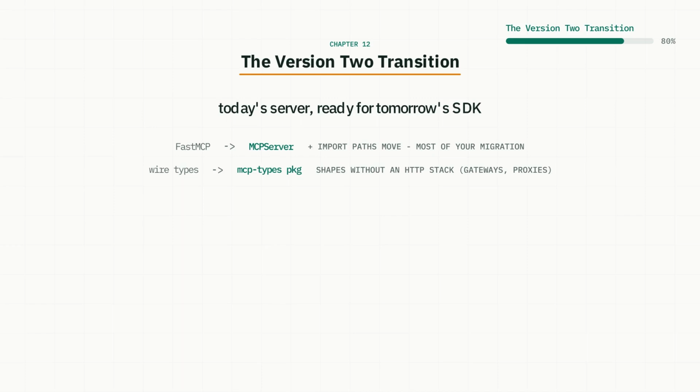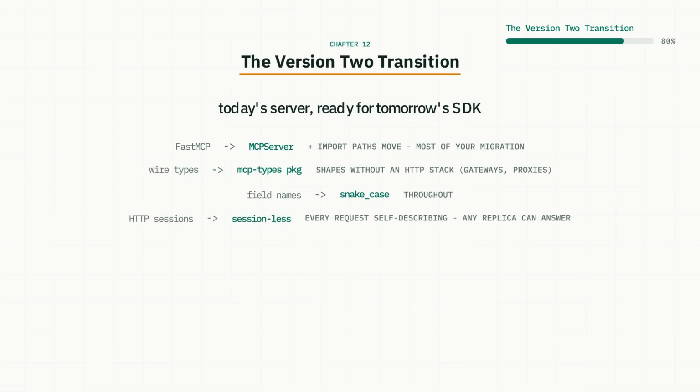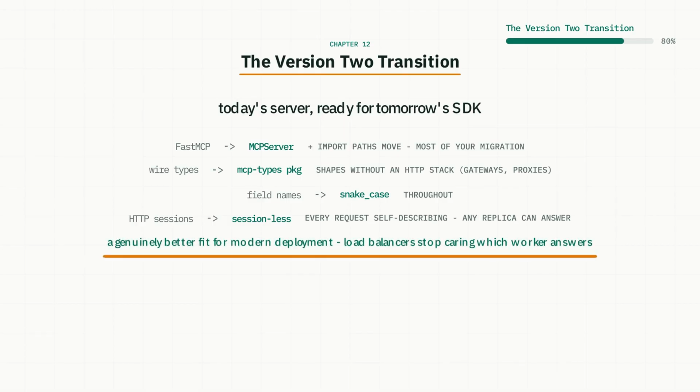The wire types move to their own small package, useful for gateways and proxies that want MCP's shapes without an HTTP stack. Field names go snake case throughout. And over streamable-http, the newest protocol path drops per-session state entirely, every request self-describing, which means any replica behind a load balancer can answer, a genuinely better fit for modern deployment.